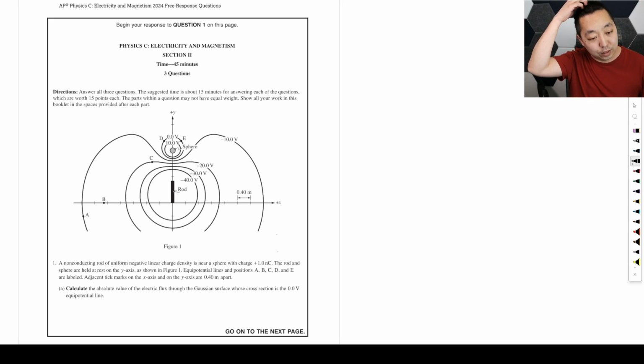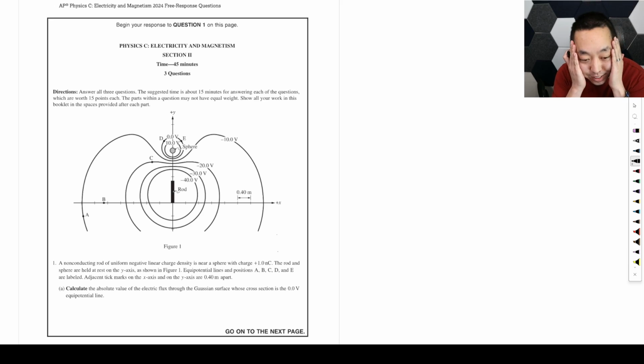Last set. I'm getting a little bit tired after doing the fourth set here. You guys are troopers for doing both mechanics and E&M tests. I know I'm doing sets of FRQs, but you guys had to do the multiple choice. So this is a draining process here.